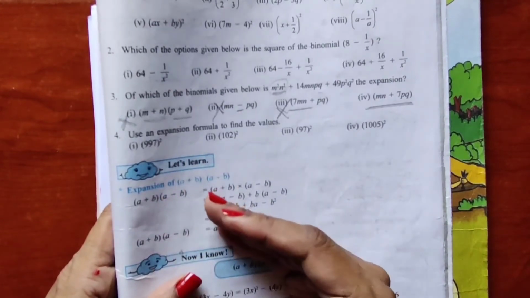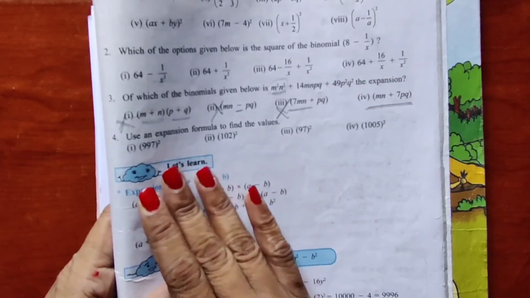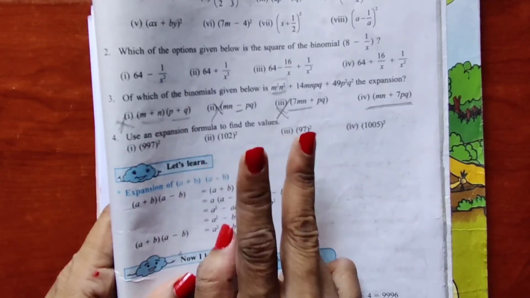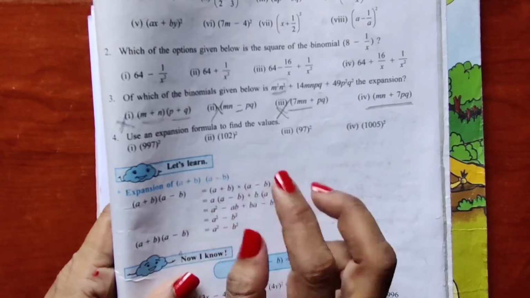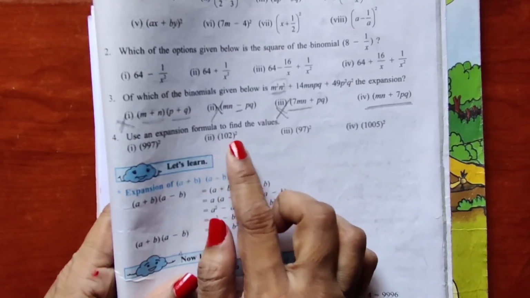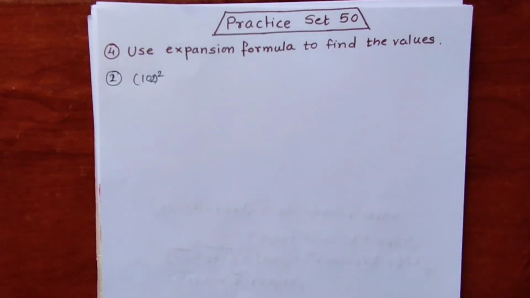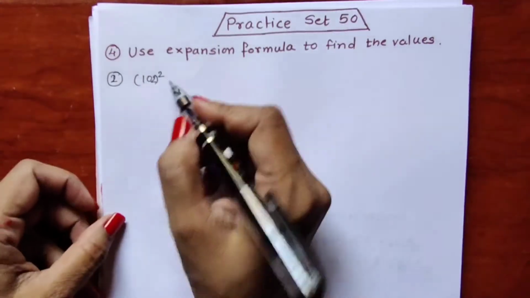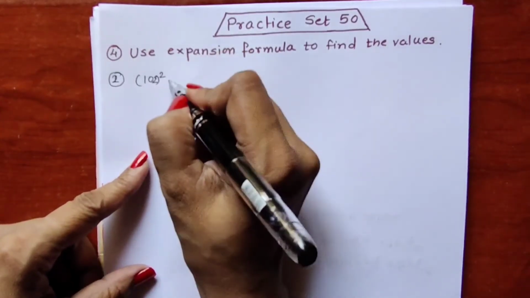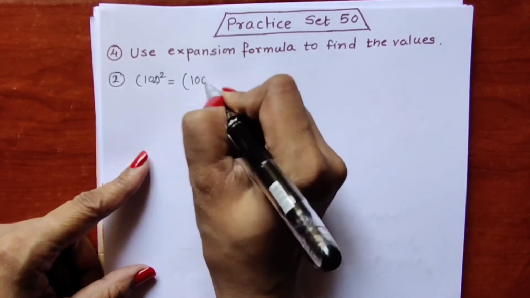How can we apply the expansion formula? Only a single number is there. That means we have to split this number into two numbers, so there will be a binomial, there will be two terms, and then we can apply the formula. So let us first see this second sum, 102. Now see children, this 102 can be split into two numbers. How can we split it into two numbers? We can write this 102 as 100 plus 2.